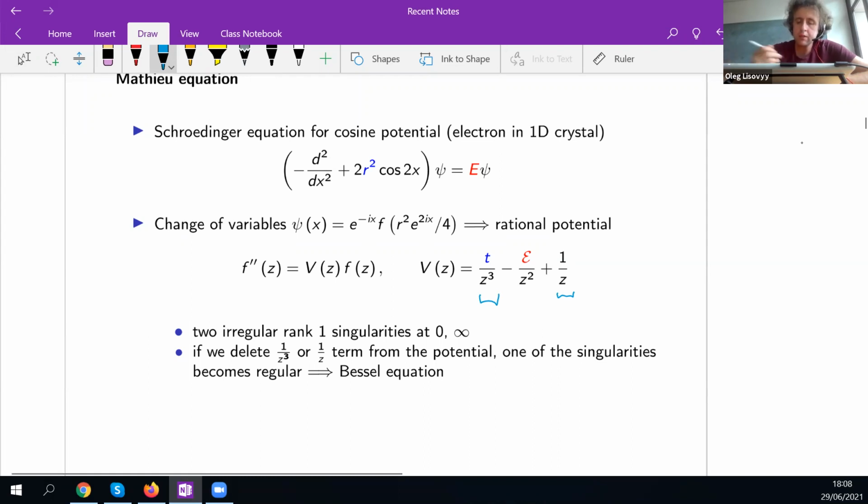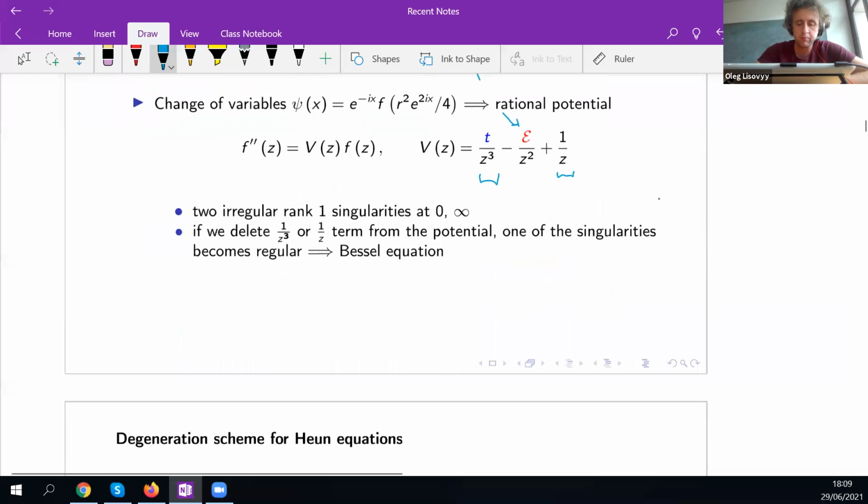Now, in this equation, the parameter which corresponds to the energy, or to this parameter epsilon here, is called the accessory parameter, because it is not fixed by local monodromy data. Our problem will be essentially to have a practical way to compute this parameter in terms of monodromy.